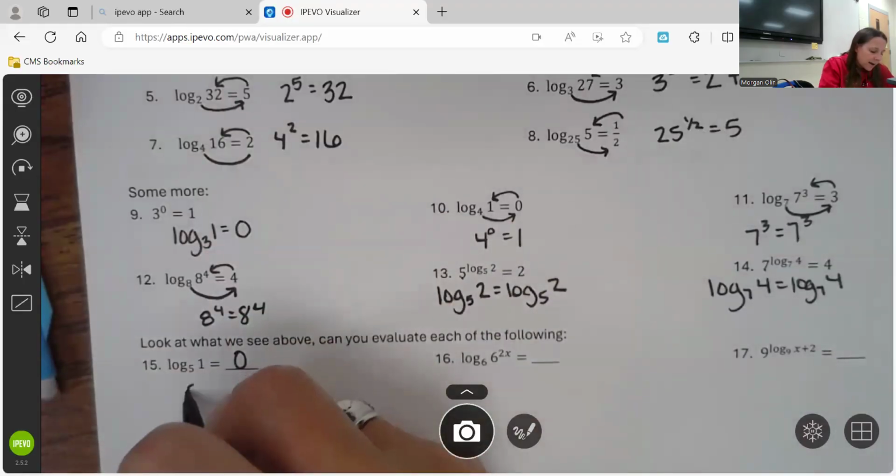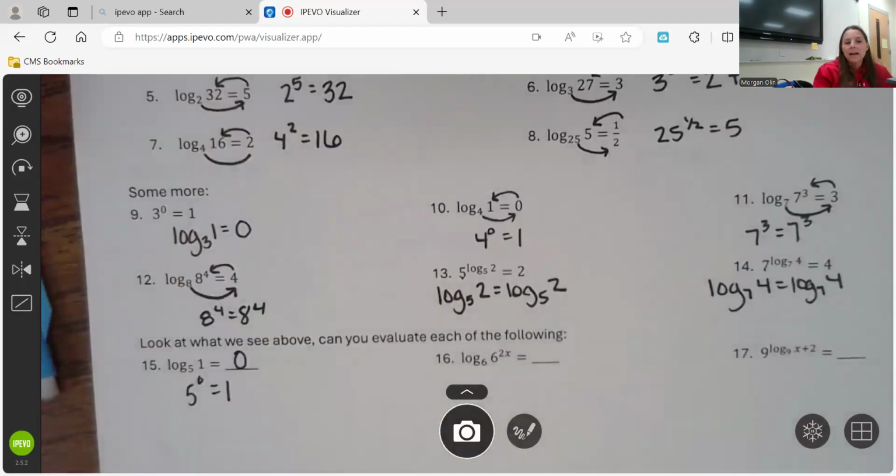The reason is 5 to the 0 equals 1. Anything to the 0 power equals 1. So anytime you have a log, doesn't matter what the base is, and there's a 1, it equals 0. All right. Now, look at this one, number 16 right here.